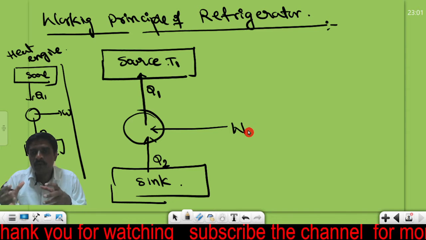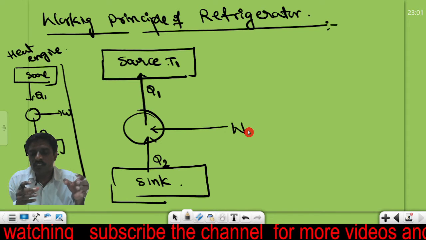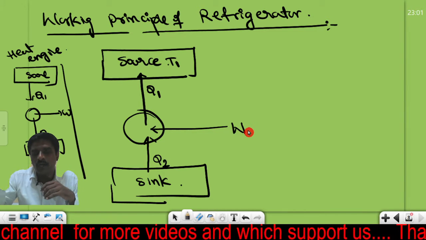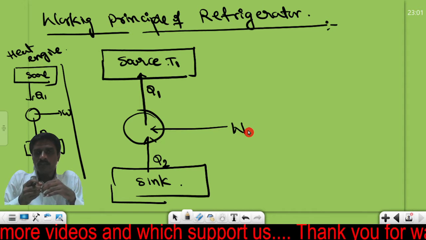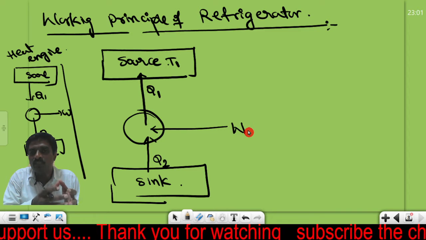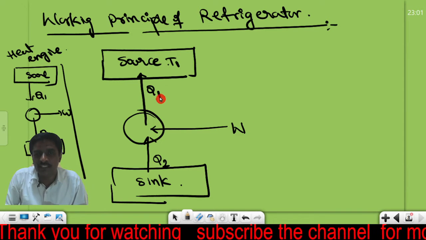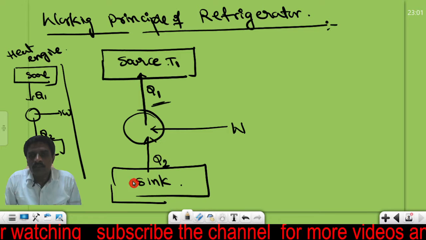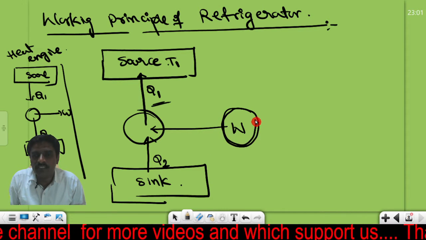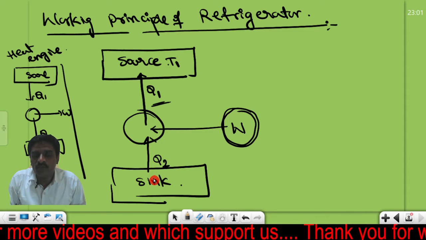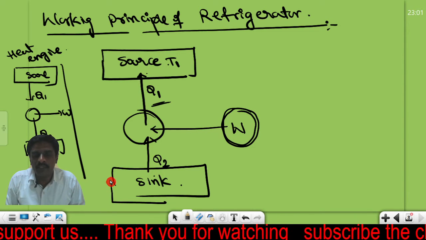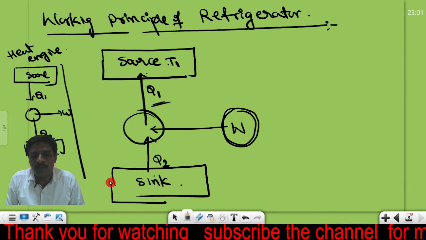That means one part is working on the working substance, which can drag the heat energy from the low temperature part. The amount of energy released to the source is called Q1. So the essential part here is that some external device must be present in the refrigerator to drag the low temperature heat energy and send it to the high temperature part. That is very important.